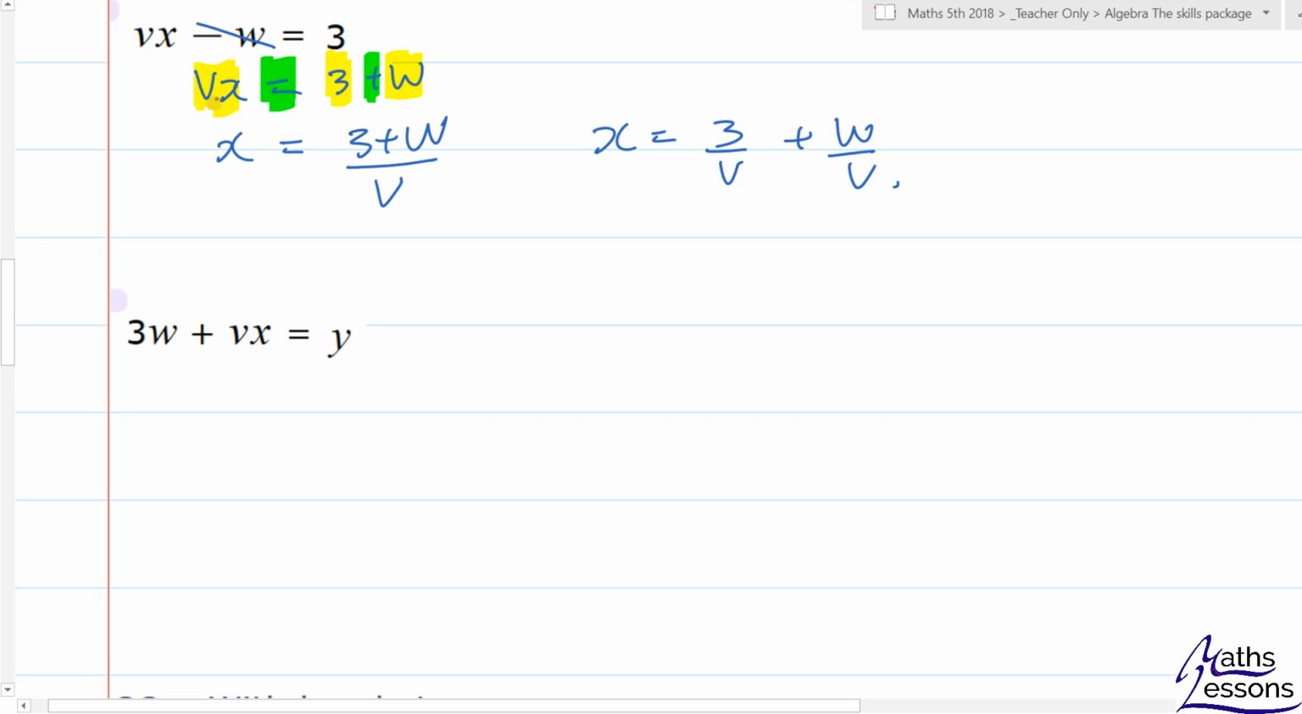So I divided this term by V, just leaves me X. Divide this term by V, I get 3 over V. Divide this term by V, I get W over V.